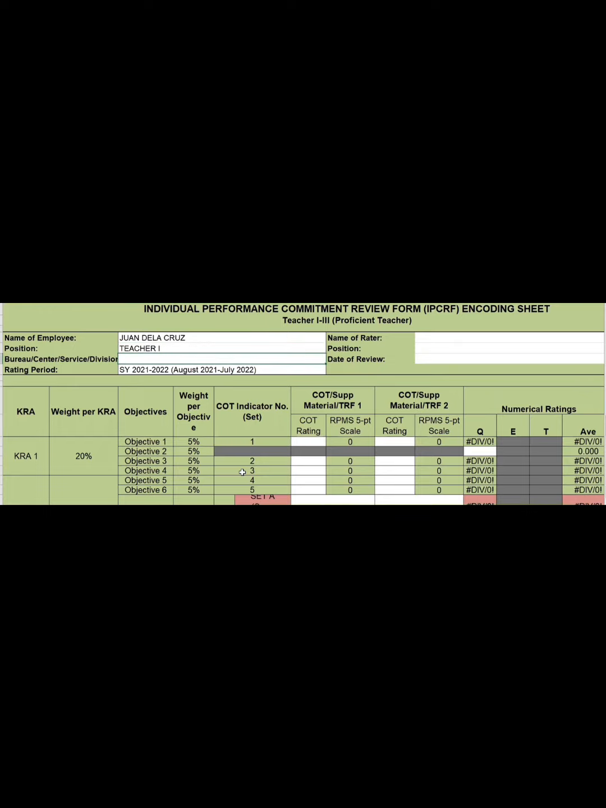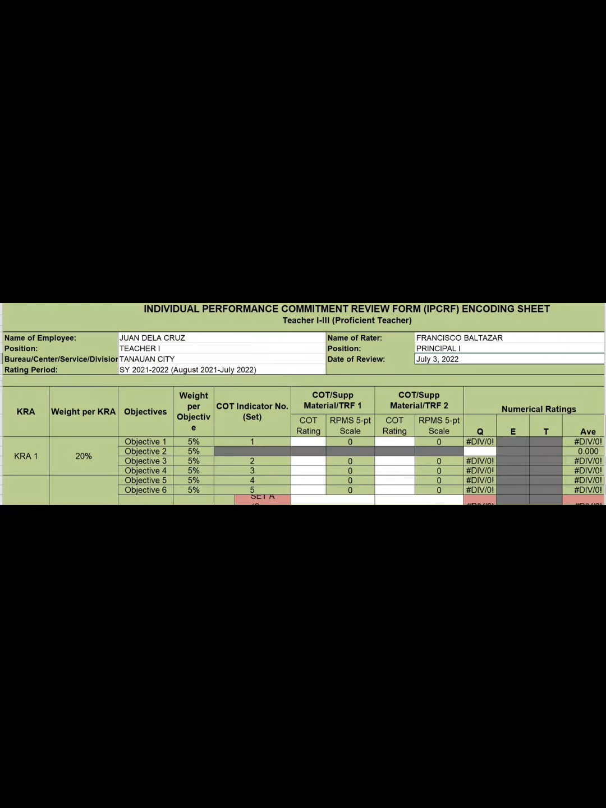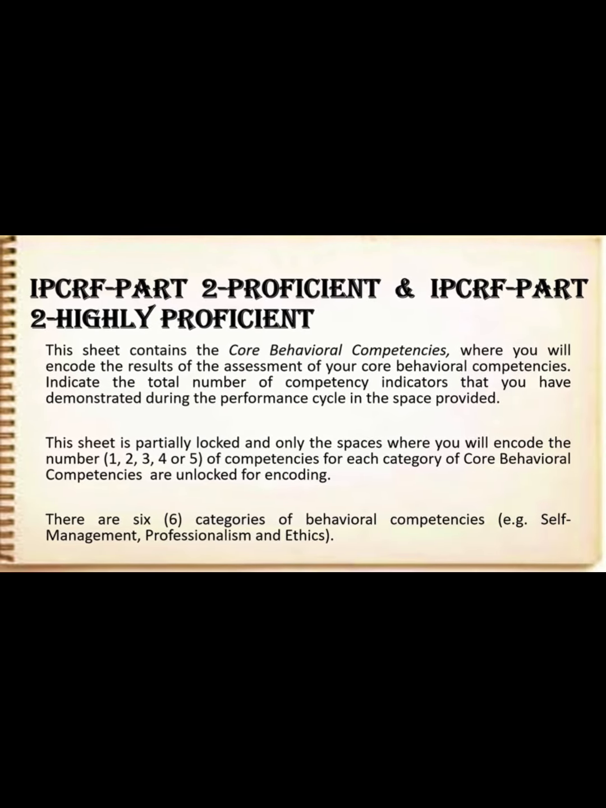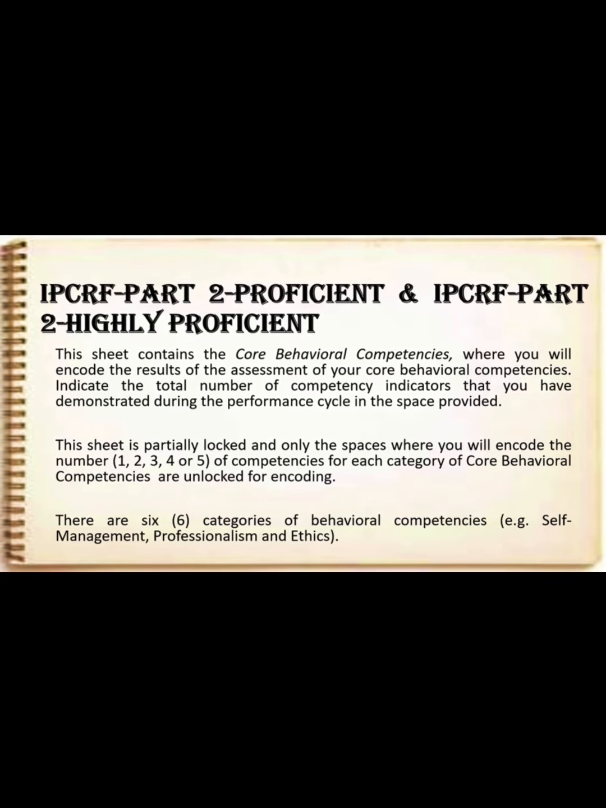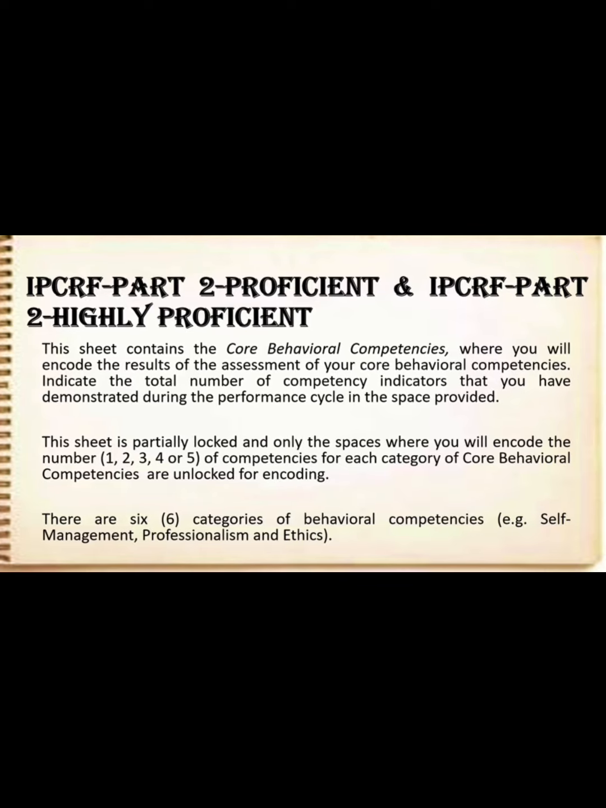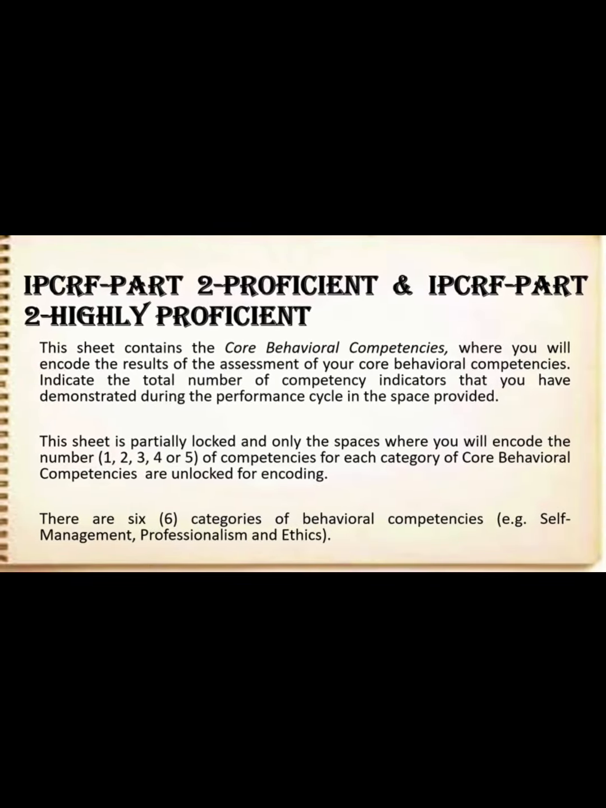Upon doing so, I checked the second part, which is IPCRF Part 1. And amazing! All the encoded contents are already reflected on it. Next sheet is IPCRF Part 2, which contains the core behavioral competencies, where you will encode the results of the assessment of your core behavioral competencies.